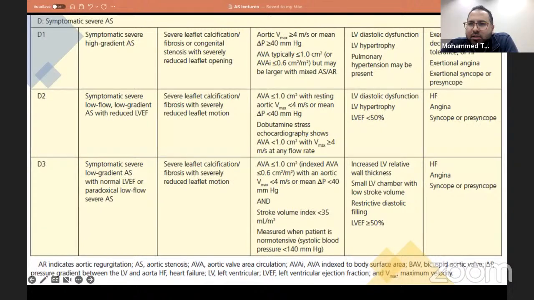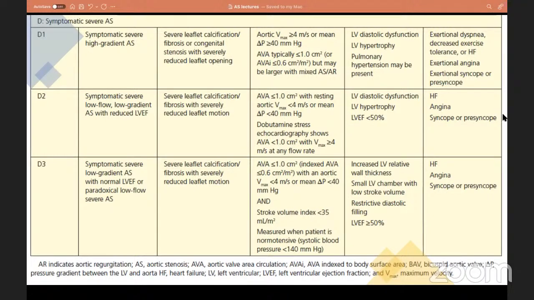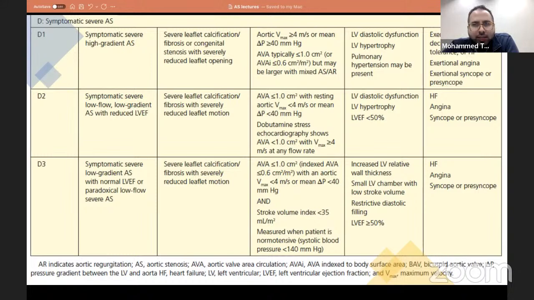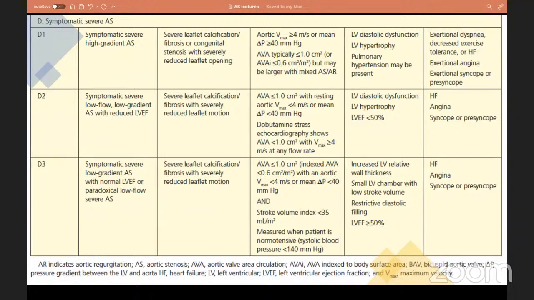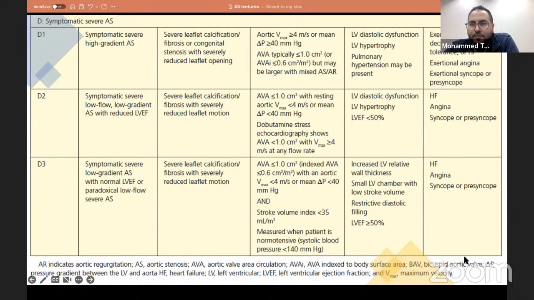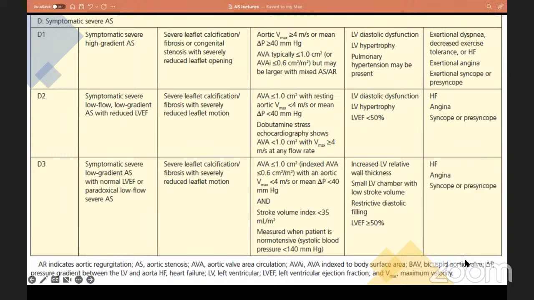So who wants to take the next question? It's very easy. It depends on the question. Okay. The question is, what are the class 1 indications for intervening in aortic stenosis? Class 1 recommendation. Who's going to take it? Can I answer? Okay. Yeah, of course.